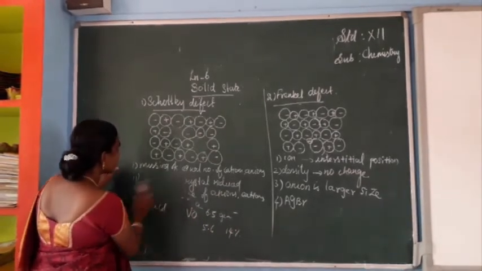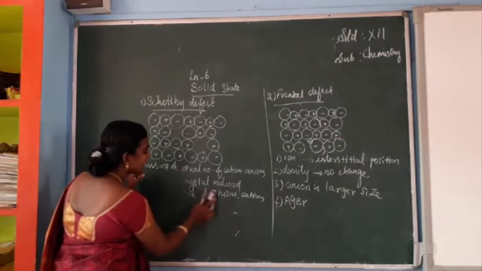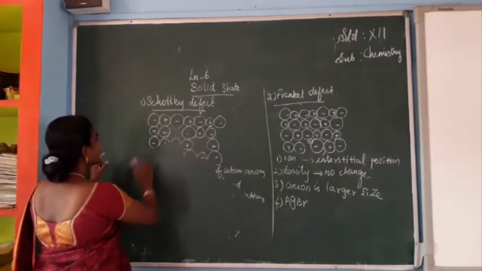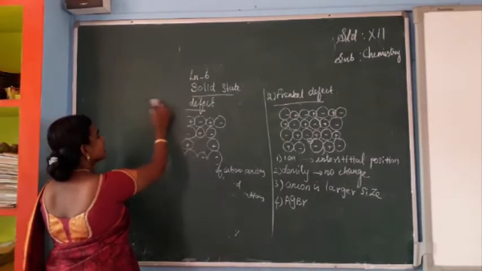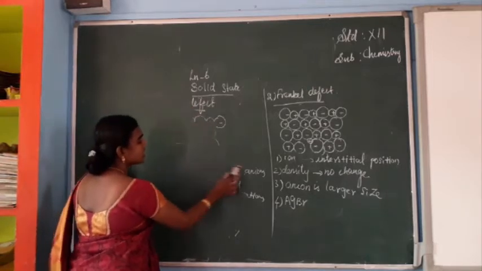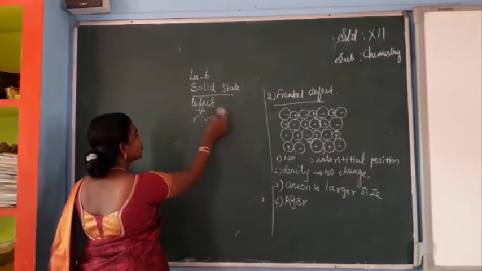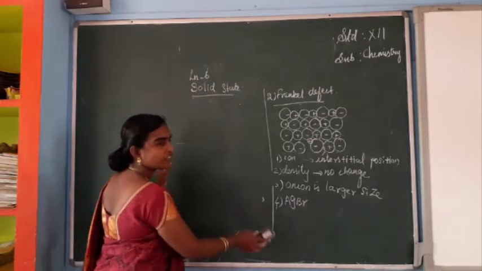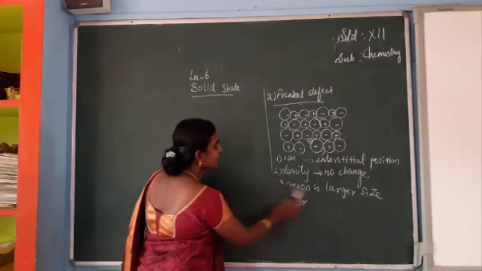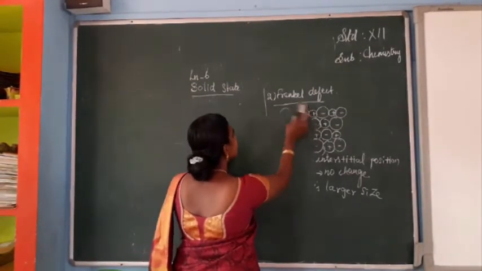Under this non-stoichiometric defect, there are two classifications. One is metal excess defect, the other one is metal deficiency defect. Okay. So what are the two types of non-stoichiometric defects? That is metal excess defect and metal deficiency defect.